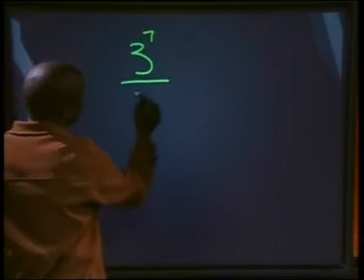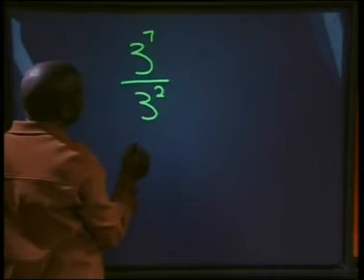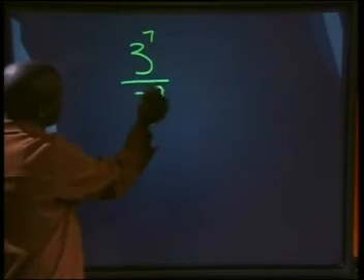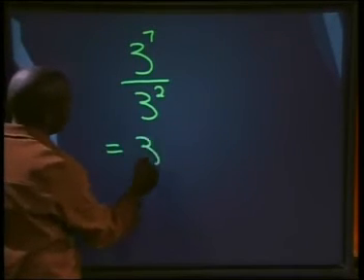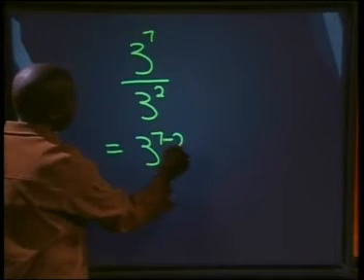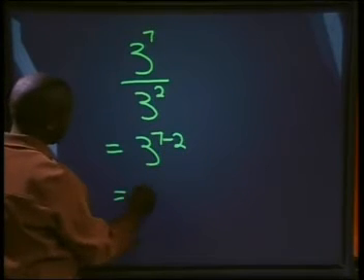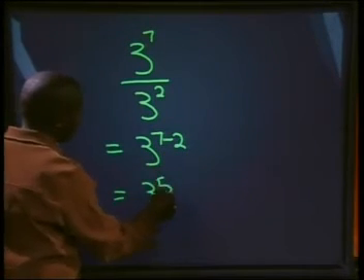Do you still remember the law of division of powers? When we divide powers of the same base, let's say we have 3 to the power 7 divided by 3 to the power of 2, we subtract the exponents. So in this case, we'll have 3 to the power 7 minus 2, which will give us 3 to the power 5.